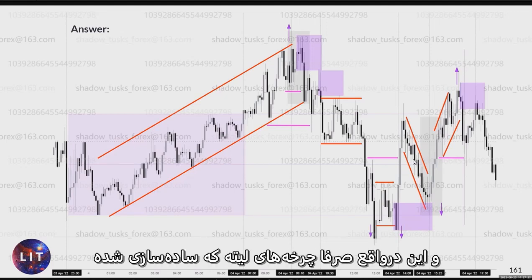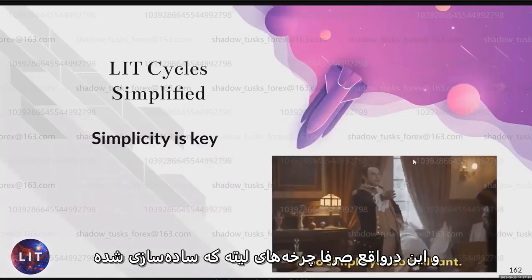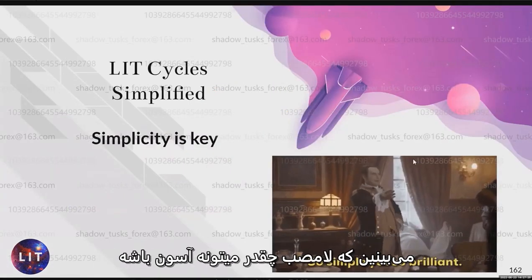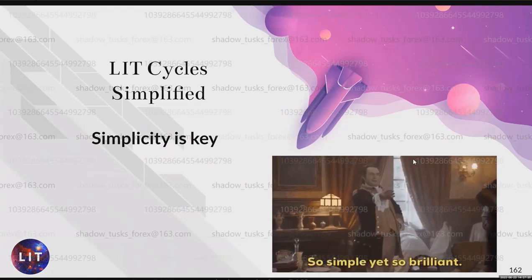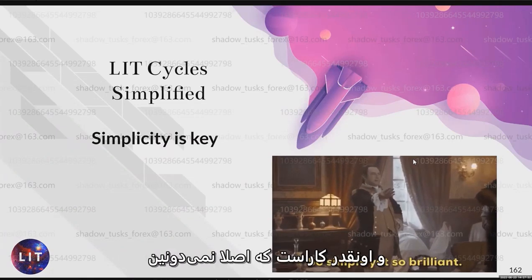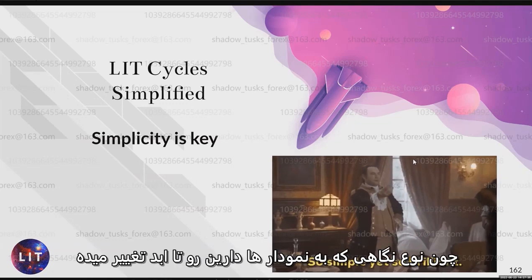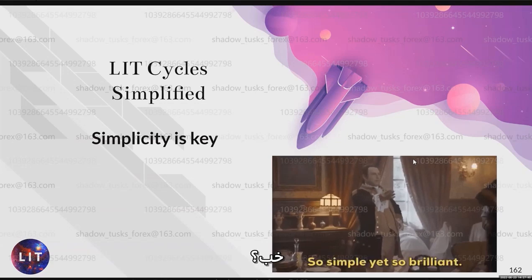And that's like literally only the LIT cycles simplified. So simplicity is key. You see, it can be so freaking easy. Okay. And it's so clean also. And it's so effective. You have no idea. Okay. So backtest the heck out of that, because that will change the way you view charts forever.